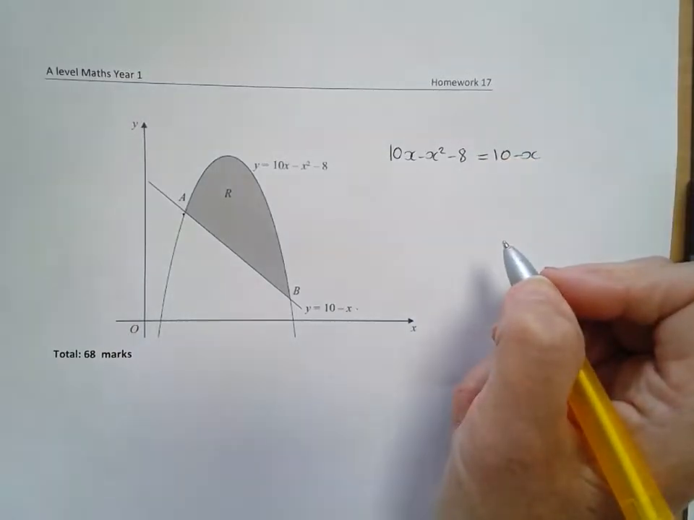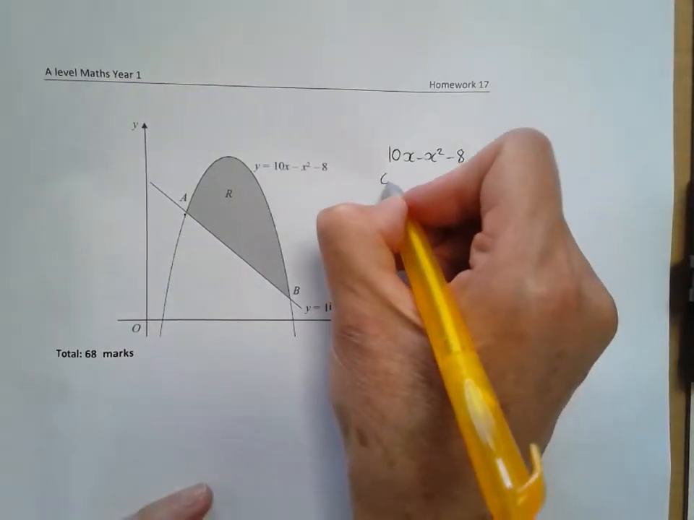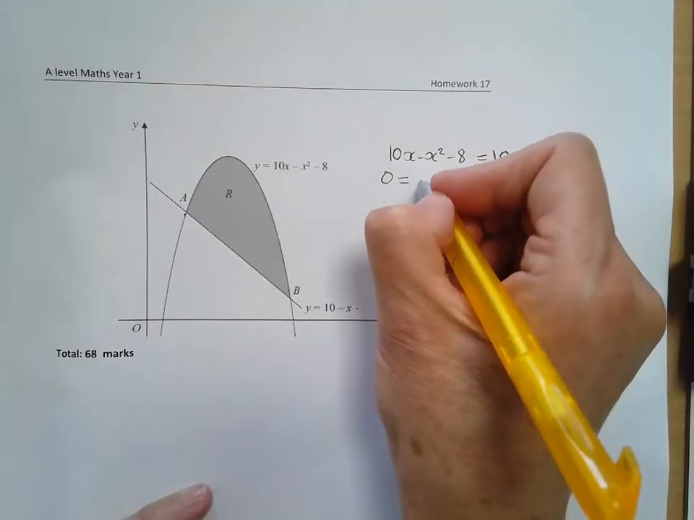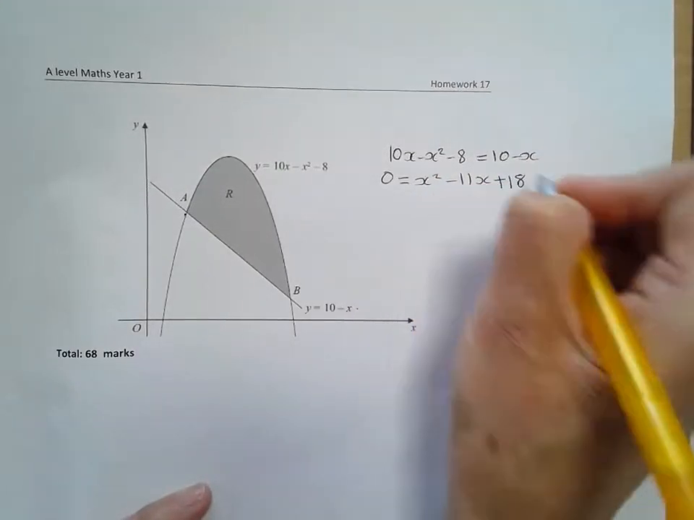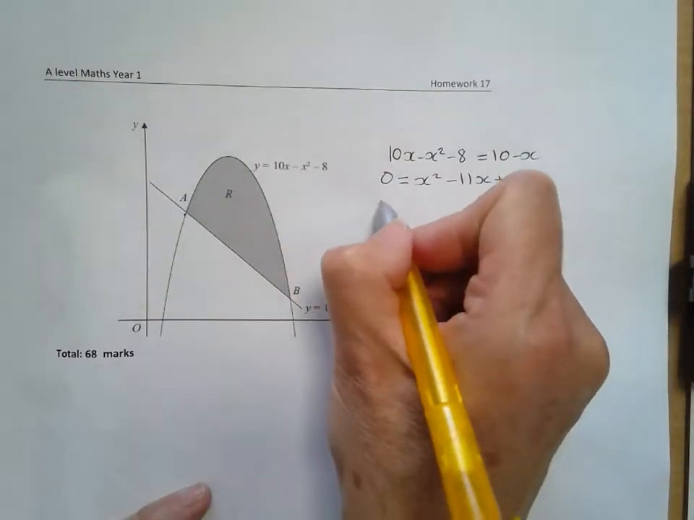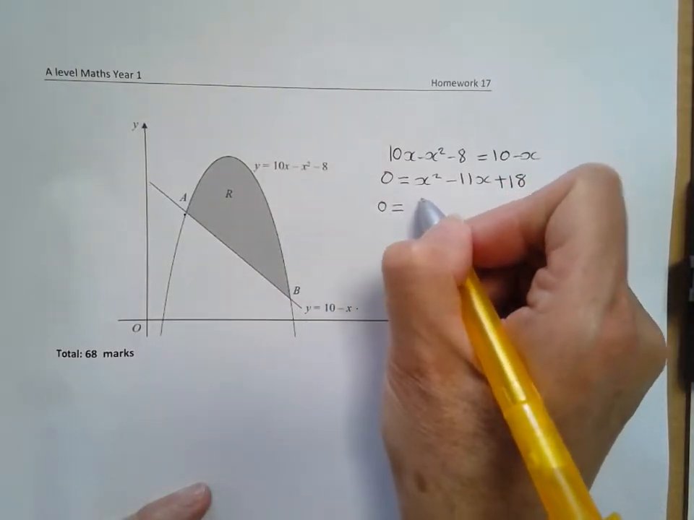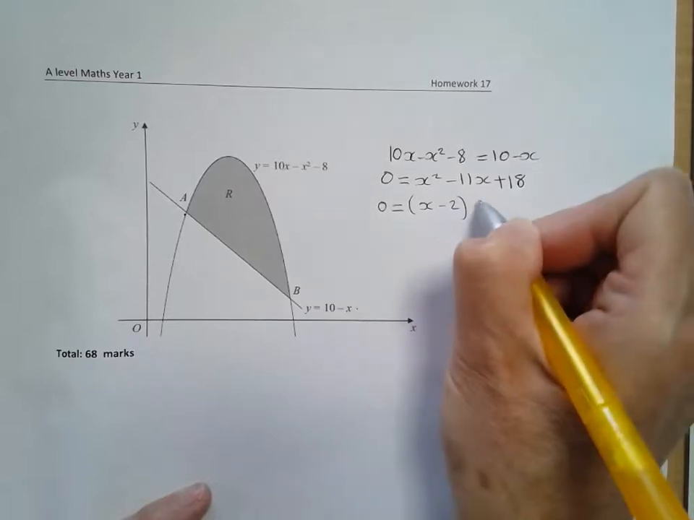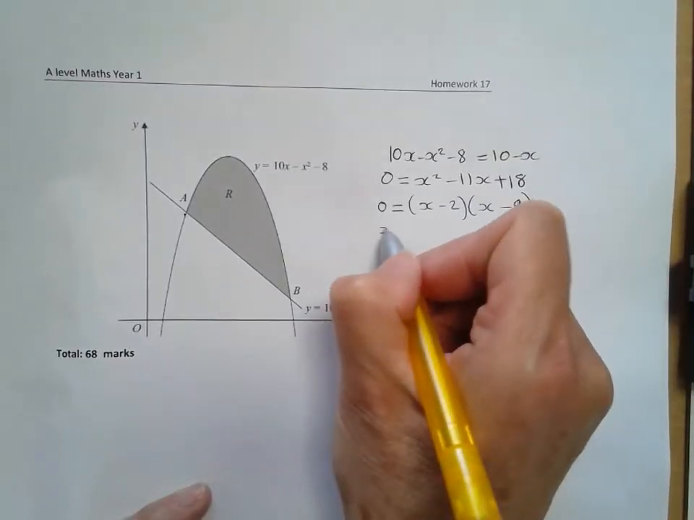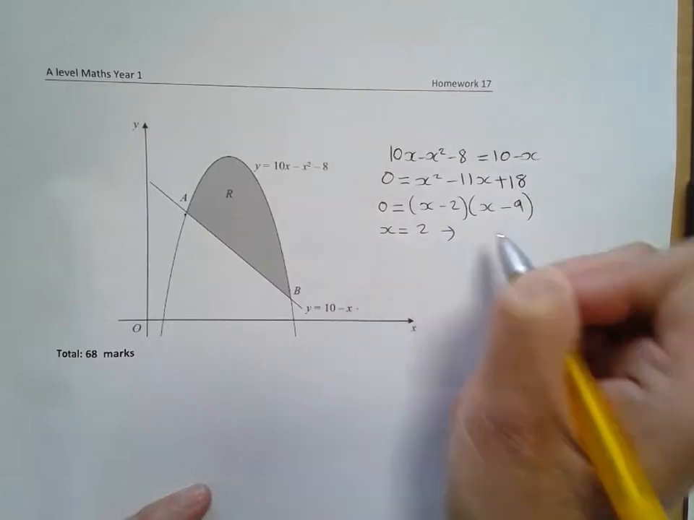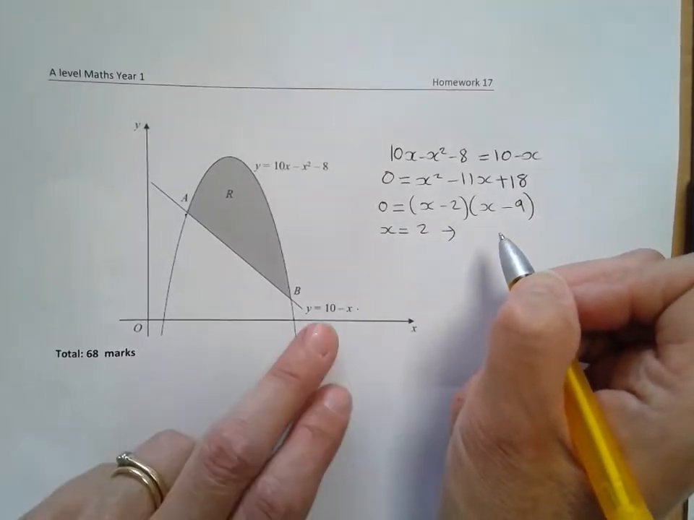And I'm going to rearrange that. That will give me 0 equals x squared minus 11x plus 18. And I'm going to factorise that. So I've got 0 equals (x minus 2)(x minus 9), giving me two solutions. x is 2. Let's have a look what y is. So let's plug it into here.